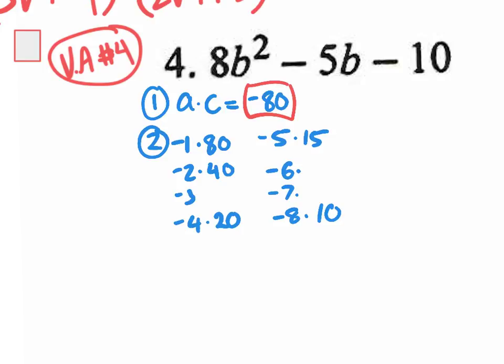Which pair of numbers combines together to give us this middle value, negative 5? Anybody? If I add negative 8 and 10, do I get negative 5? No, I get 2. That didn't work. If I add negative 15 and positive 5, that gives me negative 10. Does not work. So as I look at these possibilities, none of them work, right? So we just say prime.